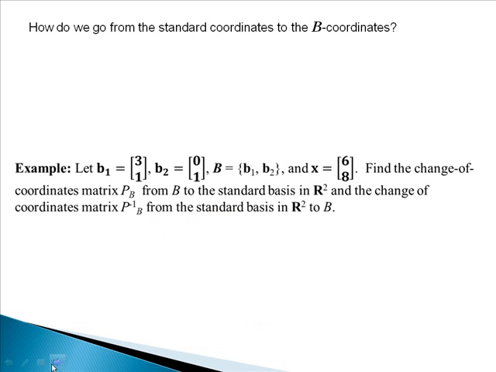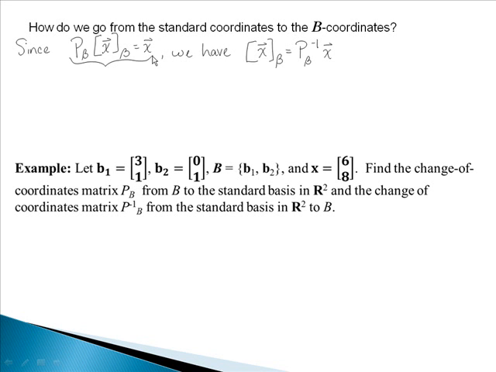So now let's look at how we go from the standard coordinates to the b coordinates. There's a little more involved here. Since we found this equation, we could multiply on the left by the inverse of our change of coordinates matrix, P sub beta, and end up with this equation here, that our b coordinate vector is the inverse of the change of coordinates matrix times our vector x. We need to note that our change of coordinates matrix is invertible since its columns are a basis for R^n.